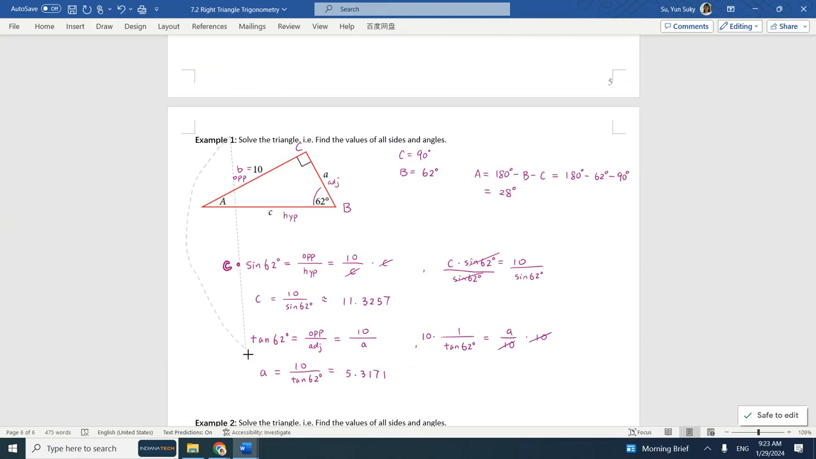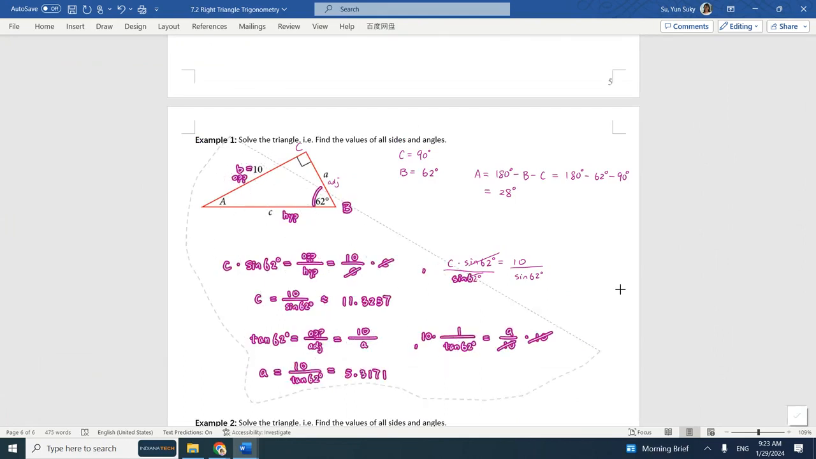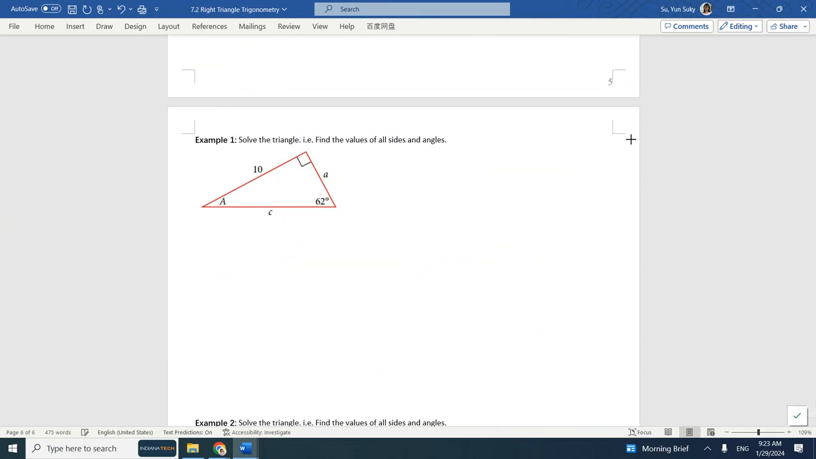If you finish, you can check your answers with your neighbors. Do you have the same answer?